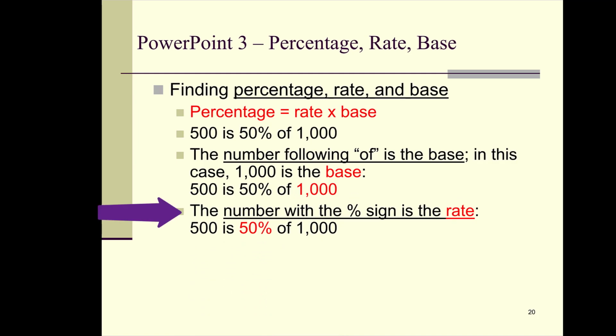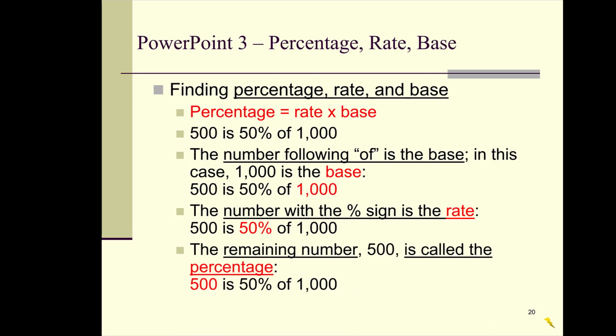The number with a percentage sign is the rate. So 50% would be the rate. And the remaining number, 500, is called the percentage. So we know that in this statement, 500 is 50% of 1,000, we know 500 is the percentage, 50% is the rate, and 1,000 is the base.